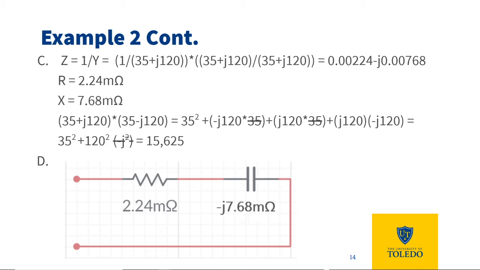C. Z equals 1 divided by Y, which I'm going to skip past all of this work and just come out to the answer for the sake of time, which equals 0.00224 minus j0.00768. R equals 2.24 milliohms. X equals 7.68 milliohms. Through all this work, we get a grand total of 15,625. And D, this is our equivalent circuit with the resistor and the capacitor in series.